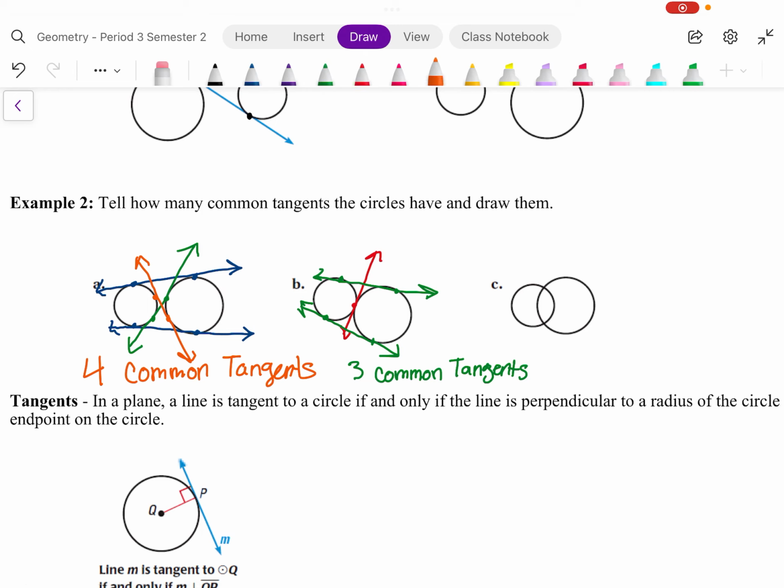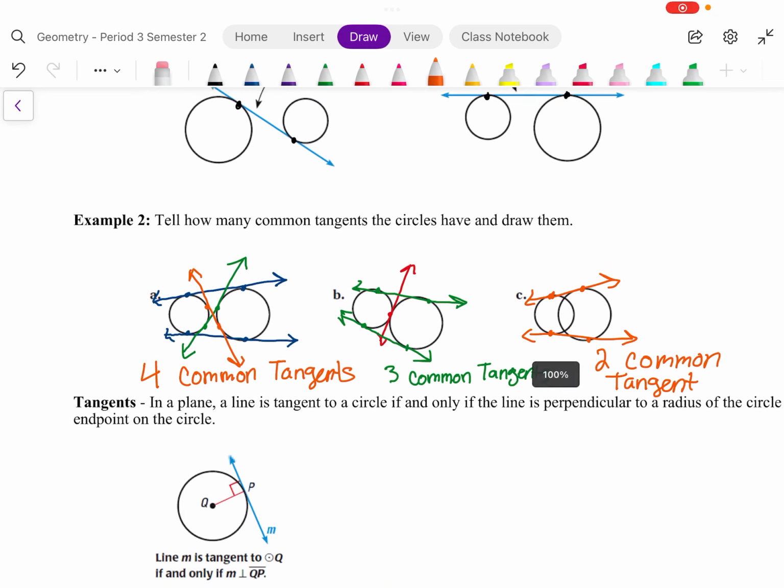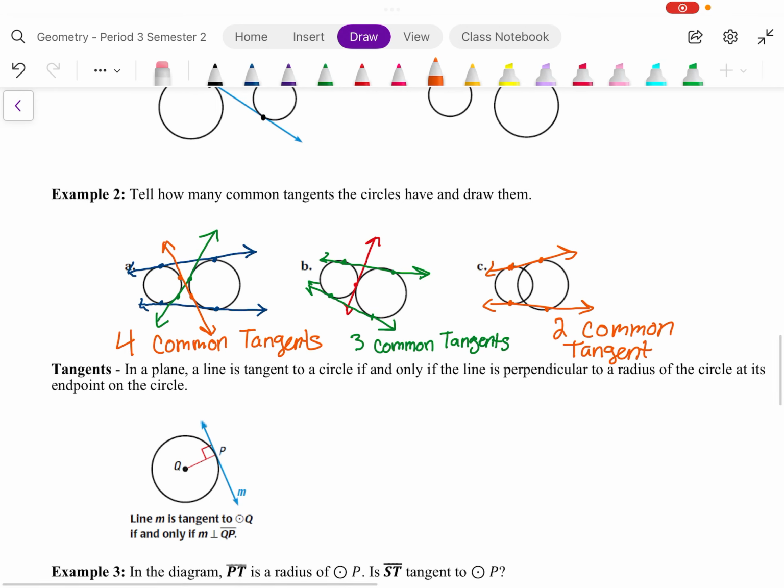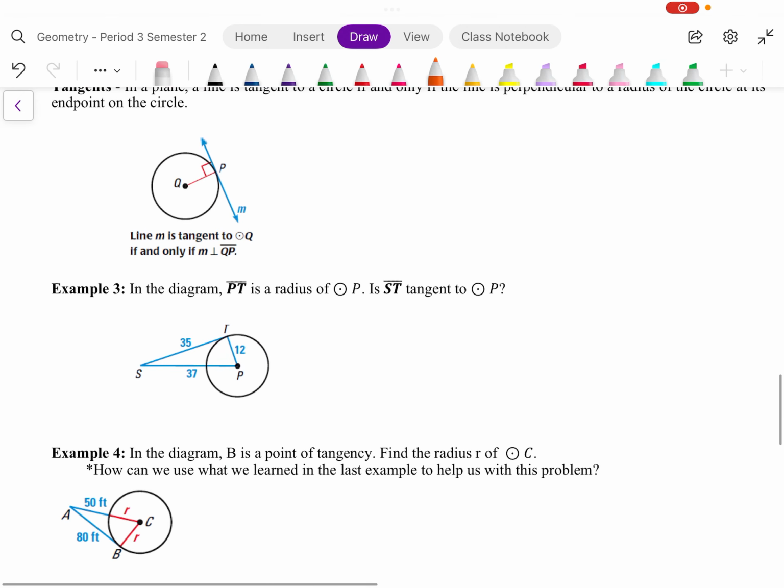And lastly, we have our third example. And this one is only going to have 2 common tangents. And the reason is because we can't draw one in the middle because those lines wouldn't be tangent because they would cross the circles more than once. Okay, so that's how we can tell if we have common tangents.